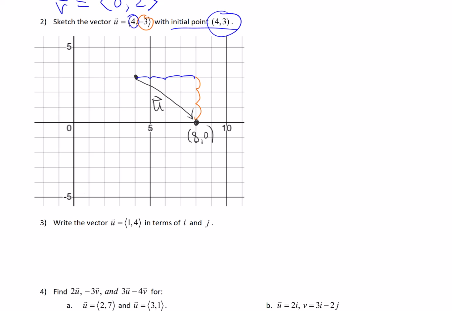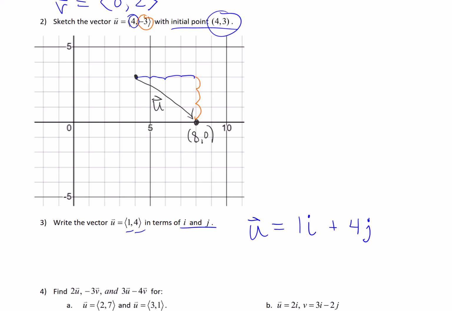Okay, our next example says to write the vector u given in component form as 1, 4 in terms of i and j. Well, that's what we discussed above. So we can pick out the horizontal component of this vector as 1 and the vertical component as 4 and plug them in order as follows. So vector u in terms of i and j is its horizontal component, which is 1 times i, plus the vertical component, which is 4 times j.